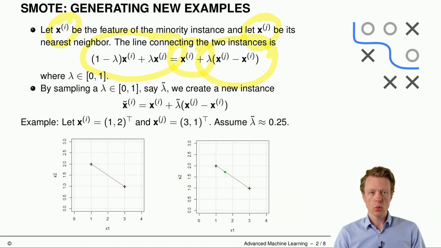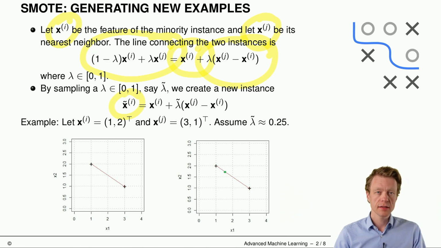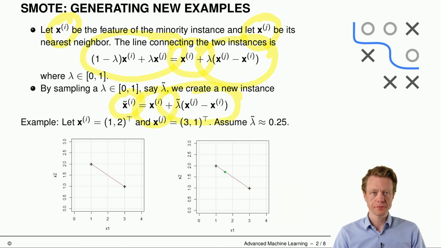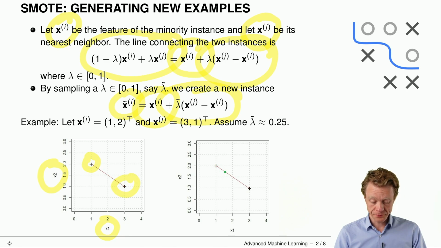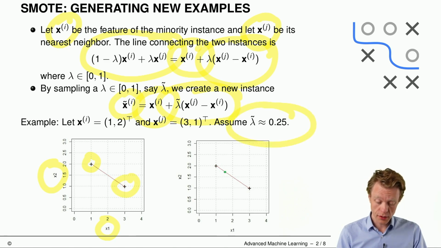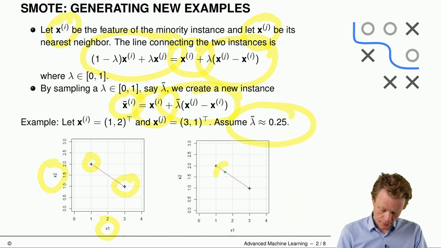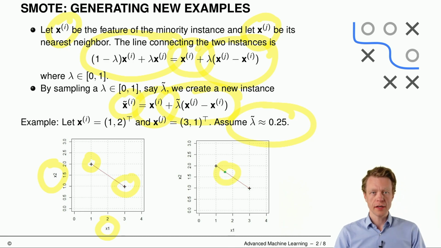And now we sample one lambda and call this lambda tilde, between 0 and 1. And with this we create a new instance. So x tilde i is then the sum of the original data point and the weighted difference of the two data points. So here we have one example, x1 and x2 on the x and y axis, and we have two instances, (1, 2), that one here, and (3, 1), that one. And the new instance, assuming lambda tilde would be 0.25, is this point here on the line connecting those two instances.